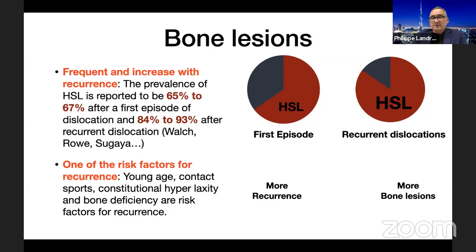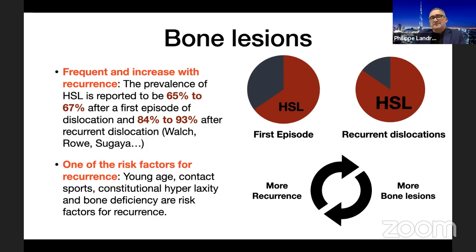This is one of the risk factors for recurrence, beside young age, contact sport definitely, constitutional hyperlaxity and bone deficiency. All these things are risk factors for recurrence. So there is a sort of vicious circle: the more recurrence you have, the more bone lesions you have. So we know already that there is more risk of recurrence in the athletic population after a first episode of dislocation.